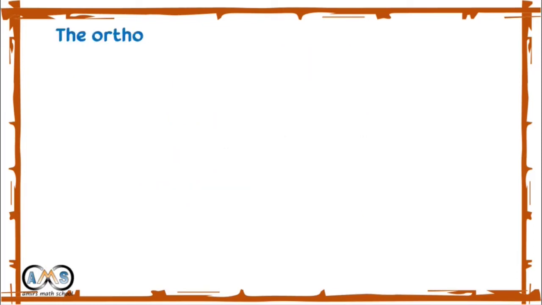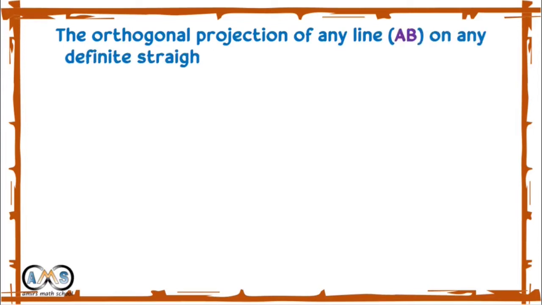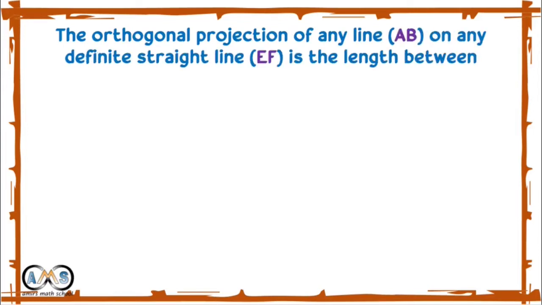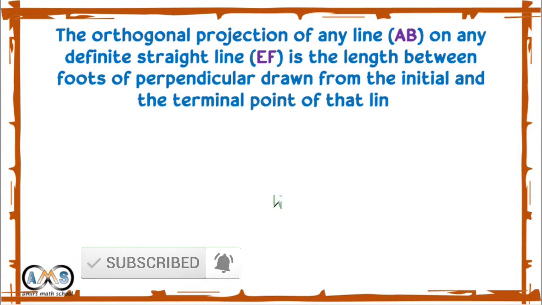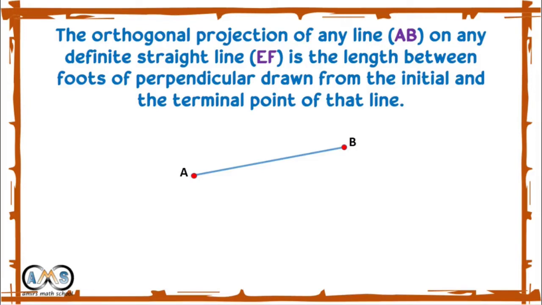Let's start. The orthogonal projection of any line on any definite straight line is the length between the foot of perpendicular drawn from the initial and the terminal point of that line. That is, if we consider this AB is any line and this EF is the definite straight line where we want to find the orthogonal projection. To get the orthogonal projection of AB, we have to draw the perpendicular from the initial and the terminal point and identify the foot of perpendicular.